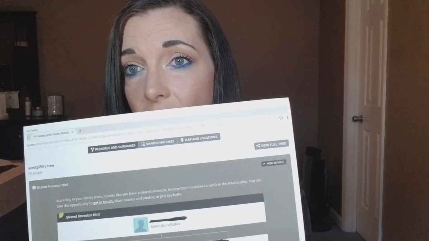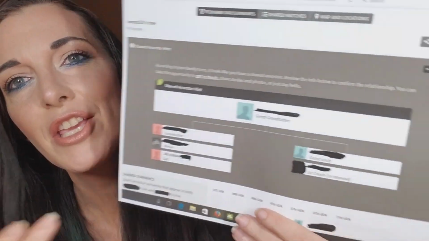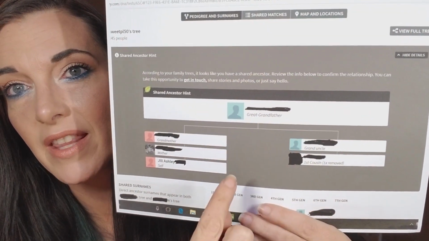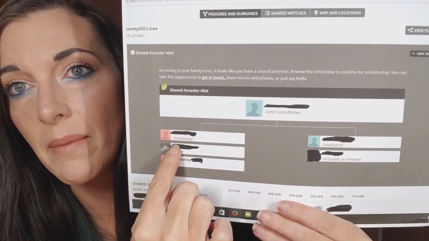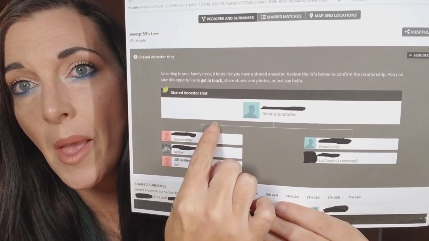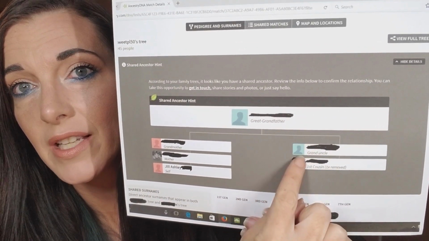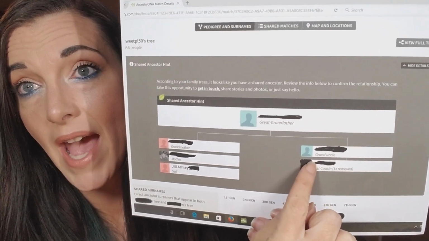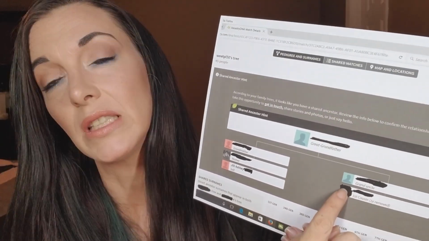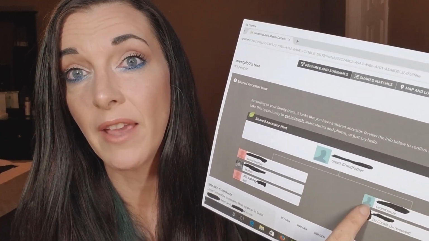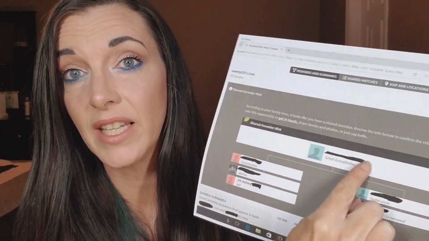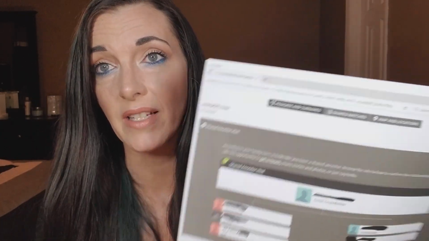Under that, if you share a tree with someone and you have one of those little green leafy hint things like I showed you, you will get a graph like this. So this is me, my mom, my grandmother, my great-grandfather, his son, and my match. I know this match personally. I grew up with her as a part of my life. So I know that this relationship is correct.